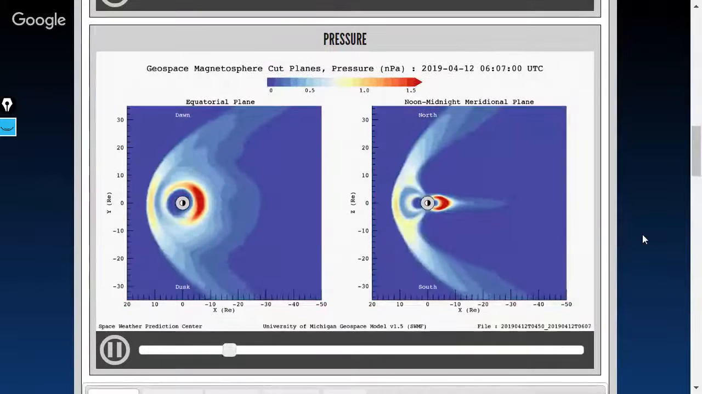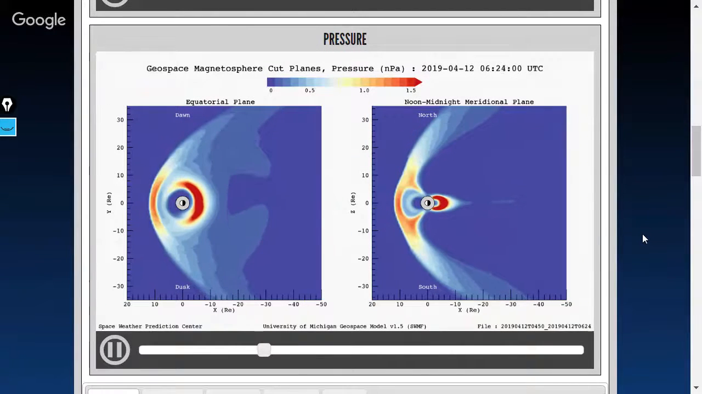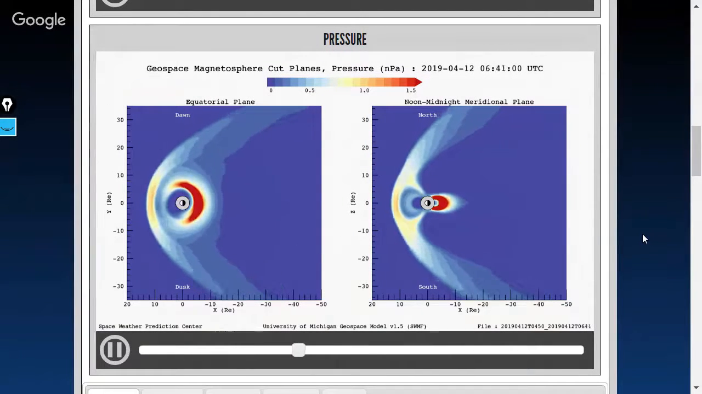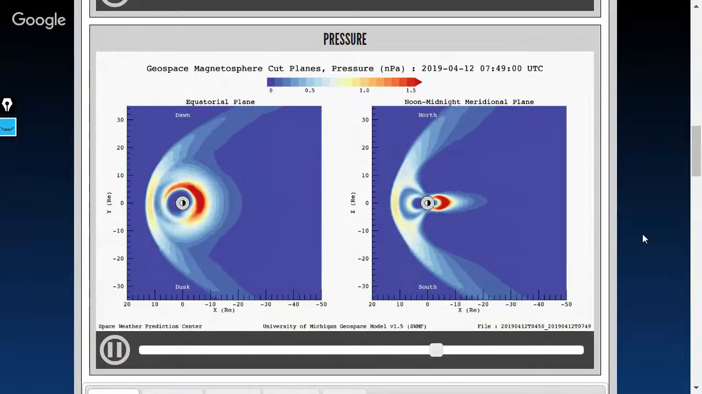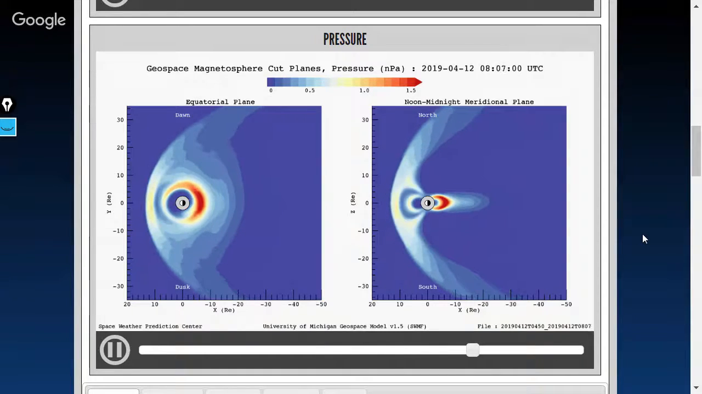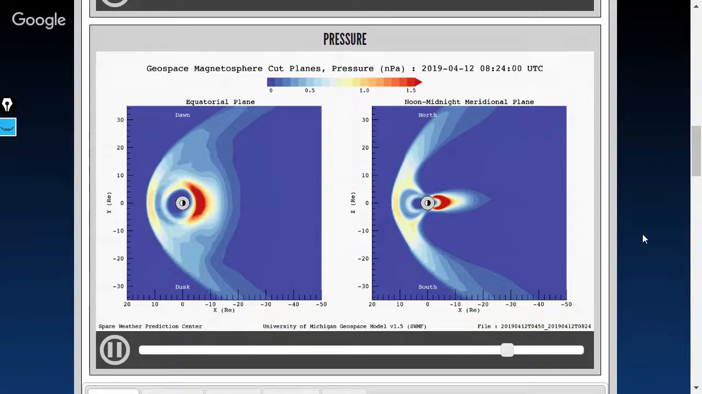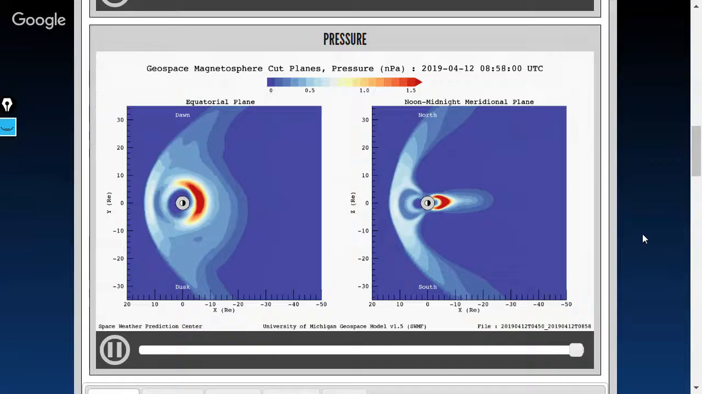And here's the pressure at quite low levels right now. We'll let the movie play through. So we got pretty low pressure, and the magnetosphere is in a receiving charge sort of a formation right now.